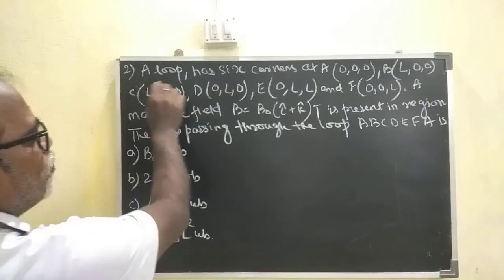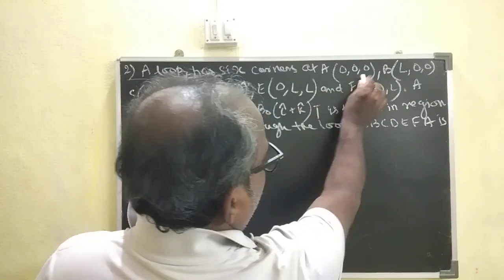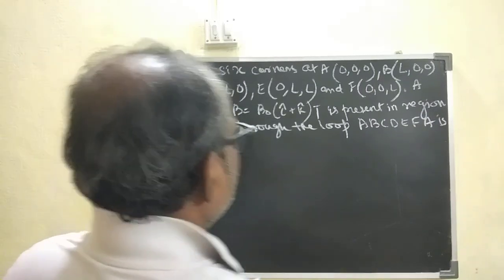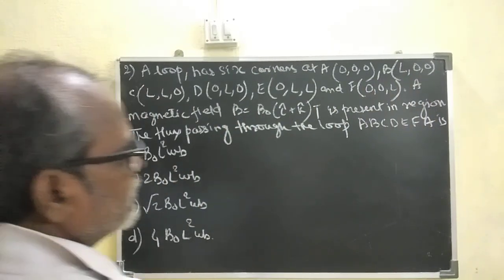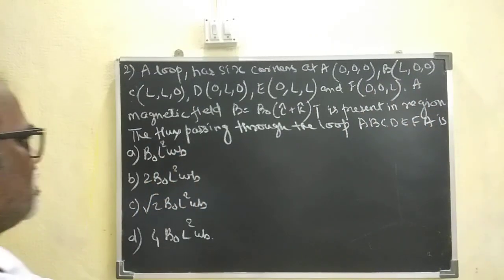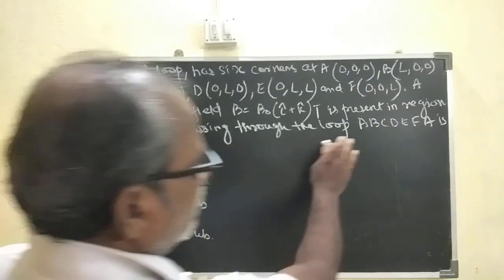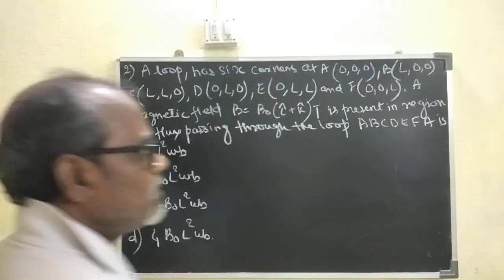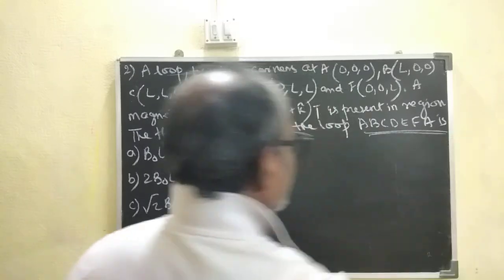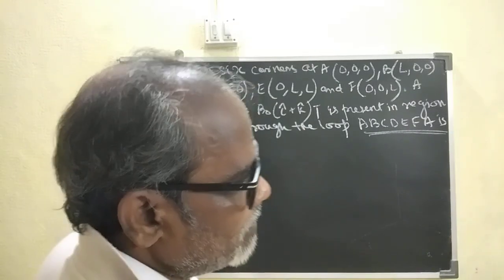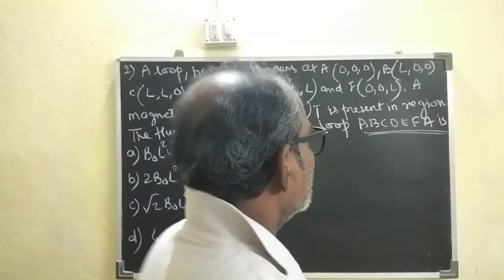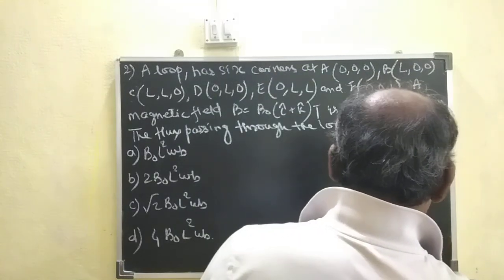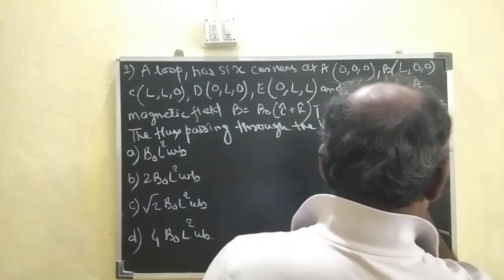Next question is: a loop has 6 corners, A is given like this, B is given in this way. Now we have to find the magnetic flux passing through the loop A, B, C, D, E, F, A, where the magnetic field is present in the region. So here we have to find the flux. Flux means magnetic field into the area. So first we will make the diagram of this loop. The diagram of this loop is made something like this.